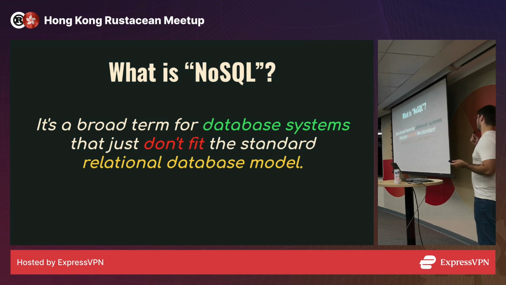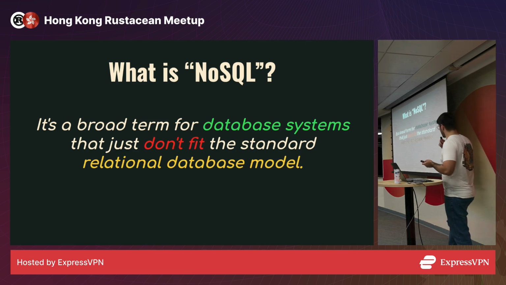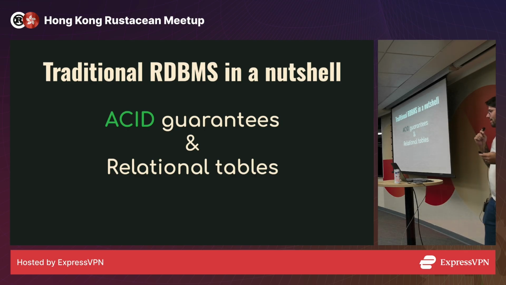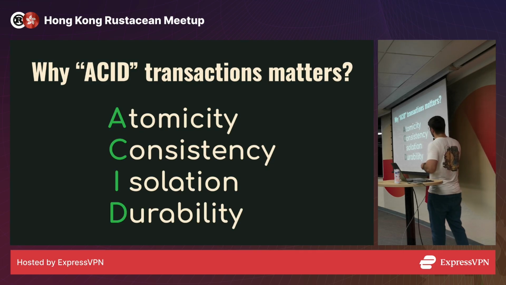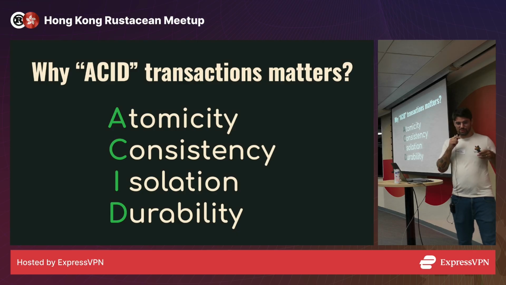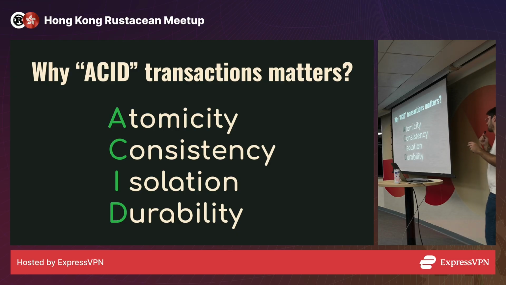NoSQL is a broad term for everything that's not a relational database. And what's a relational database? It's anything that has ACID guarantees and also has relations between tables. And now let's talk about ACID. Let's begin with some definitions here so we can better understand the problems that we are solving.